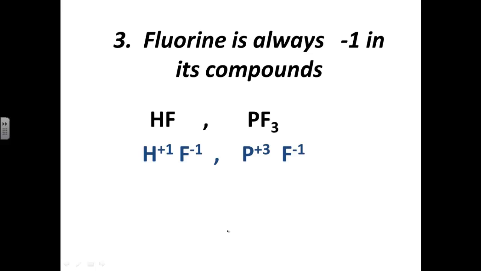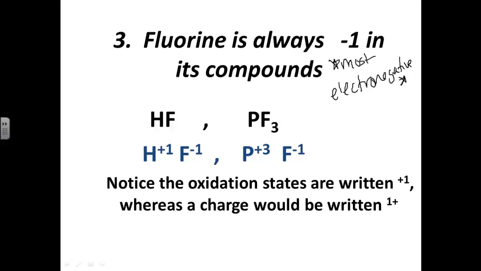They only have one charge. Fluorine is always -1. Doesn't matter what it's paired with. It is the most electronegative. So in essence, since it's the most electronegative, it always wins the electron tug of war. And so it always is going to be -1.